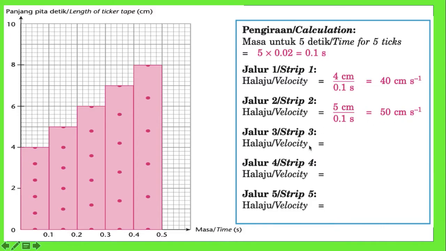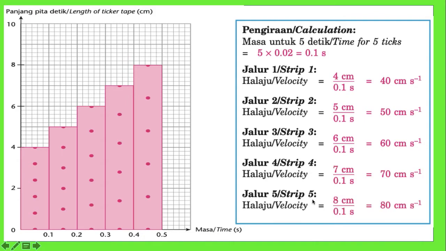Let's try again to calculate the velocity for the third strip. From the graph, the displacement of the third strip is 6 cm and the time taken for 5 ticks is equal to 0.1 second. When we substitute the value 6 cm divided by the time taken 0.1 second, we will get the velocity for the third strip is 60 cm per second. The same calculation method is applied to the fourth strip and the fifth strip.